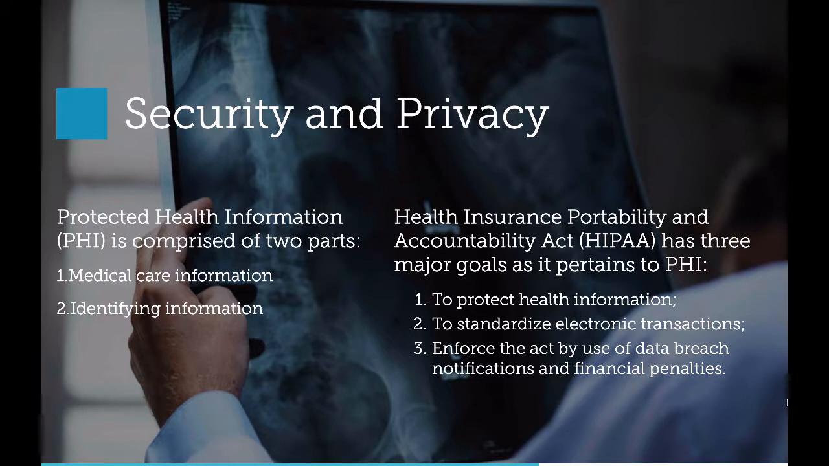HIPAA-covered entities include healthcare clearinghouses, health plans, health insurers, and medical service providers. PHI is comprised of two parts: medical care information and identifying information. The Health Insurance Portability and Accountability Act, or HIPAA, has three major goals as it pertains to PHI: to protect health information, to standardize electronic transactions, and to enforce the act with financial penalties.